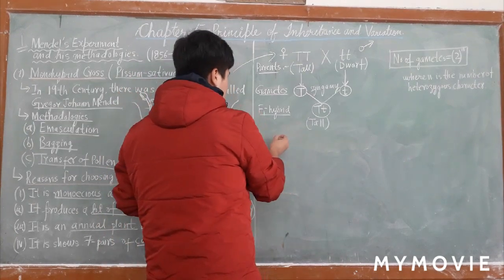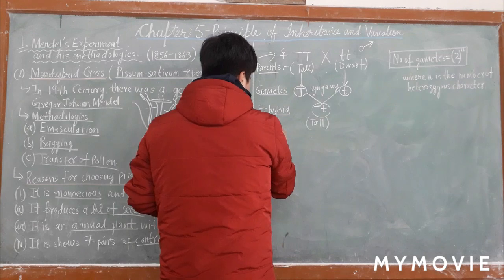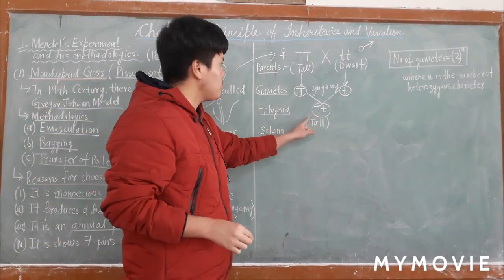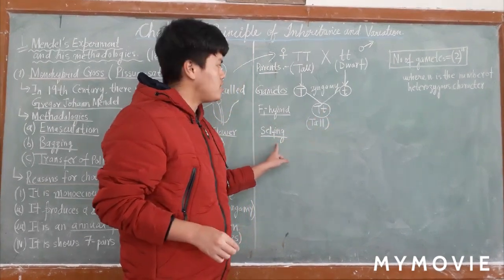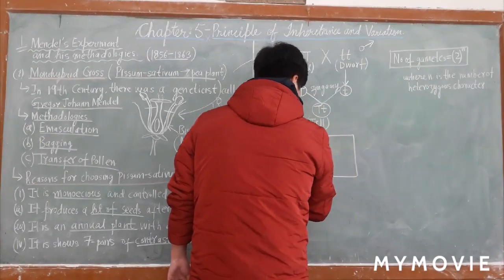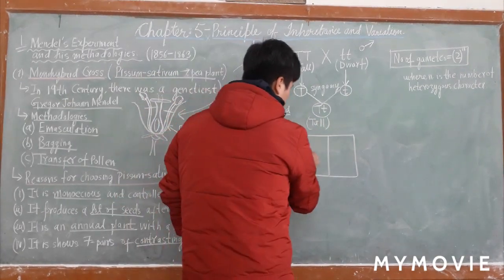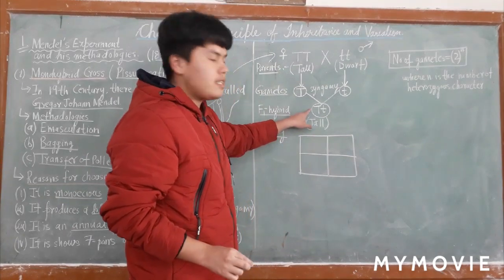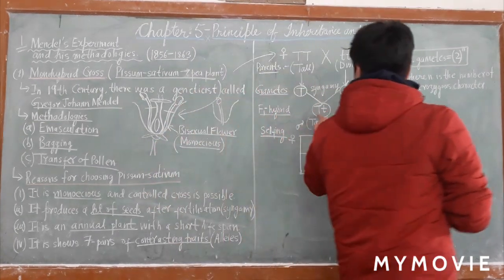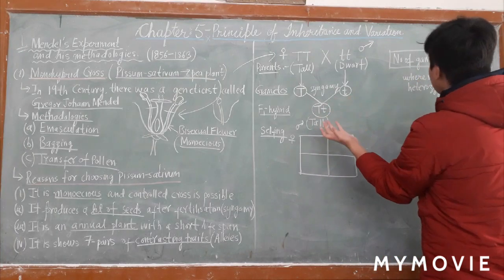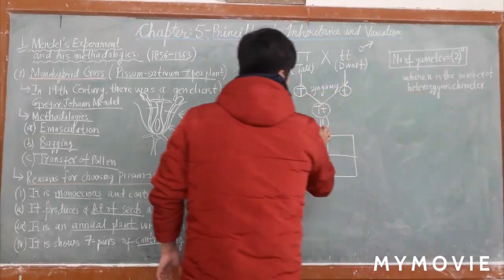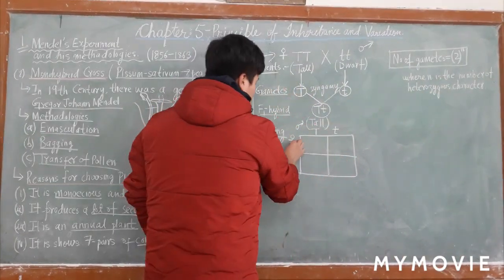Now this is the process of selfing. Selfing is the process in which the F1 hybrid undergoes self-fertilization. Both male and female give gametes, because in this case you have one heterozygous character, tallness. For a heterozygous character, the number of gametes is 2 to the power 1, which is 2. So male gametes are capital T and small t, and female gametes are capital T and small t.